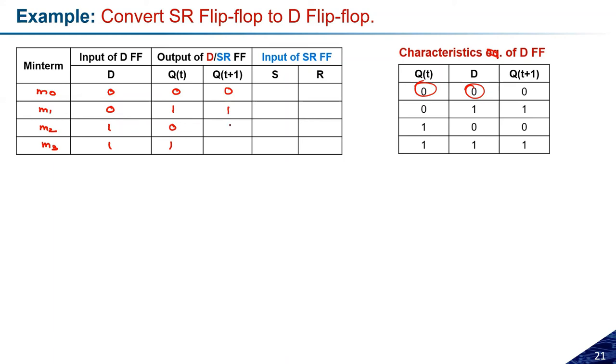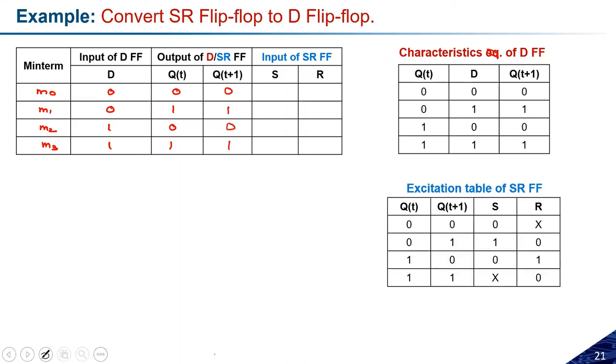1, 0, that will give you the 0, and 1, 1, that will give you the 1. So this is how the Qt plus 1 will be. Now, once we are ready with this Qt and Qt plus 1, we need to get the value of S and R. And for that purpose, we need the excitation table of S and R. So the excitation table of SR flip-flop is needed.